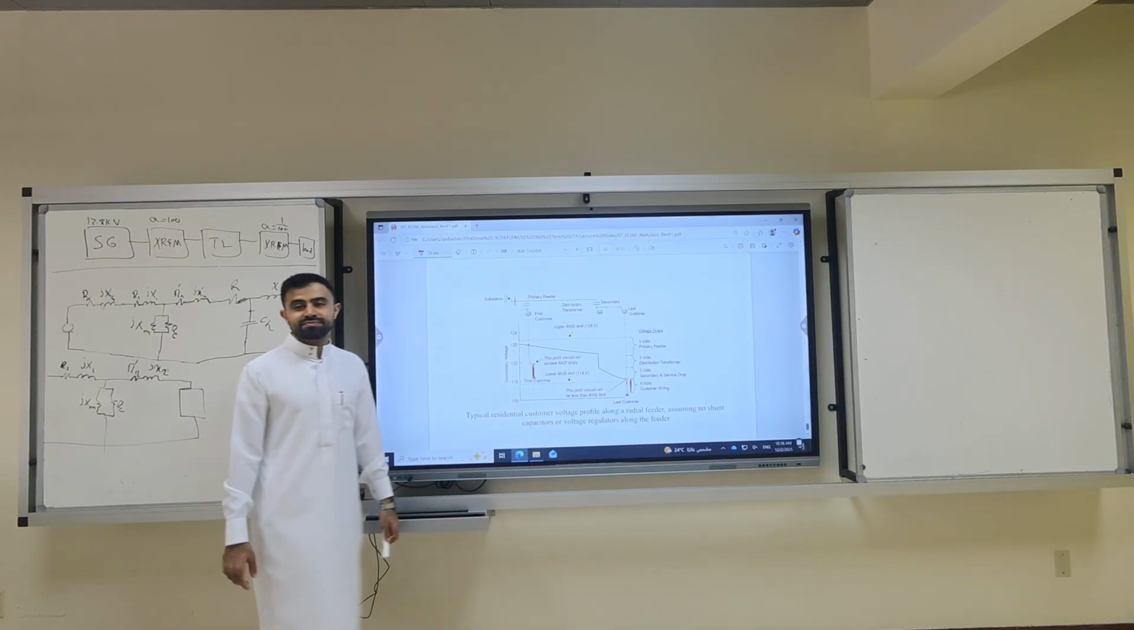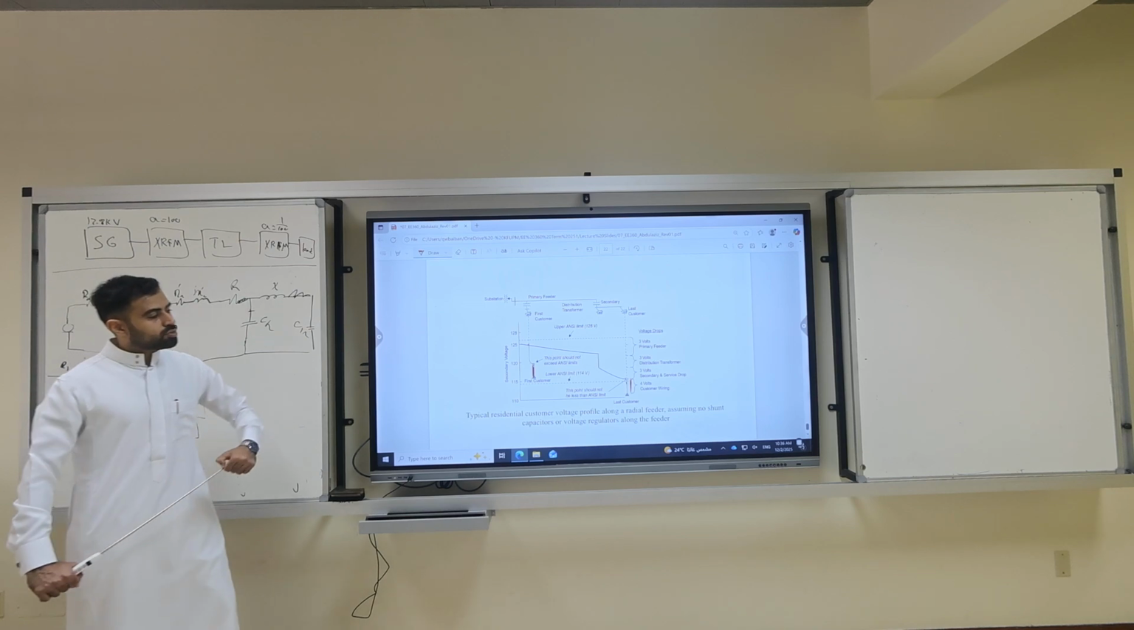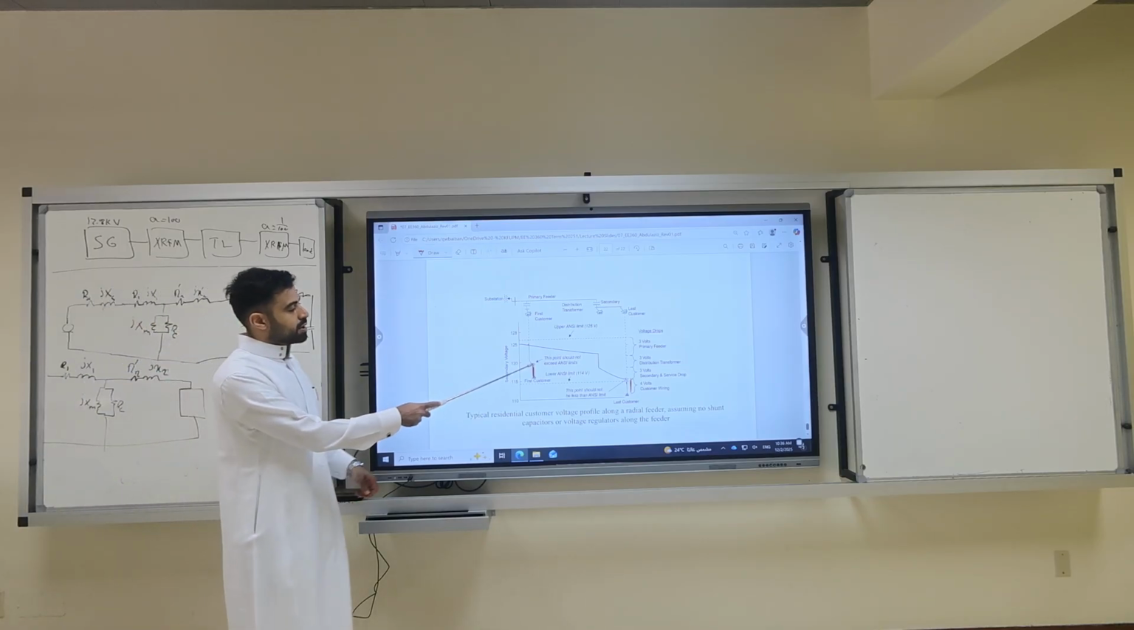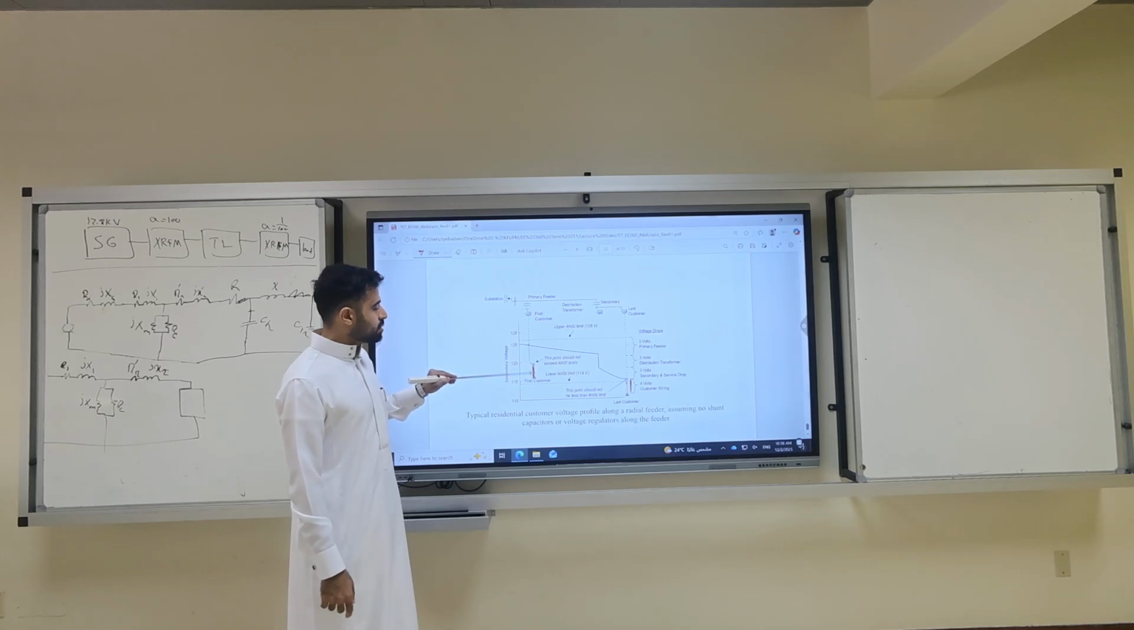The required voltage is 110 volts, right? This is US. The required is 110, so the last customer should be best because he has 110. No, it should be 120 ideal. This point should not exceed the ANSI limit.